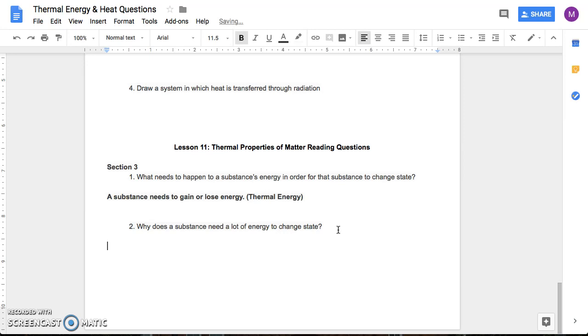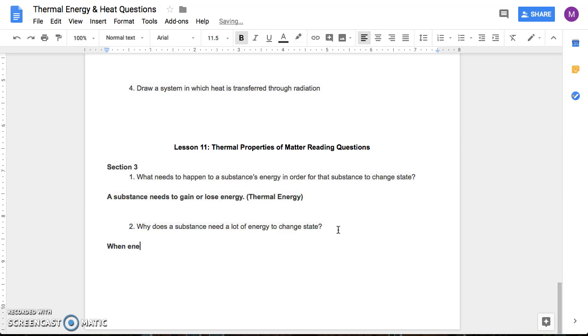this one says, why does a substance need a lot of energy to change state? So thinking about energy, it is needed to raise temperature, right? We increase the kinetic energy to raise temperature. But why does a substance need a lot of energy to change state? Well, this answer is a little bit trickier.